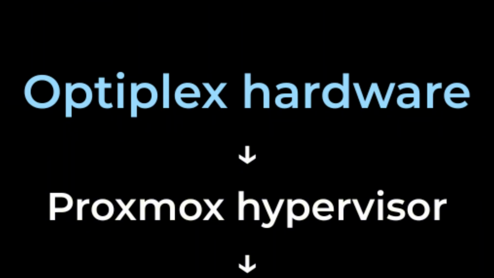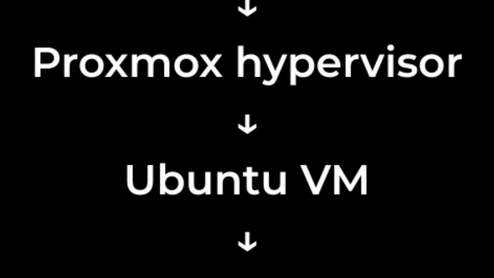But before I just jump into the commands and figuring out all the steps of setting this up, I wanted to give you a little view of my stack that I'm going to be setting up here. On the top, we've got the Optiplex hardware, obviously. It's the PC that the Proxmox hypervisor is running on. The Proxmox hypervisor is just the software that manages all the VMs that I'm going to be running inside of it. And then I got the Ubuntu VM installed inside of it as well.